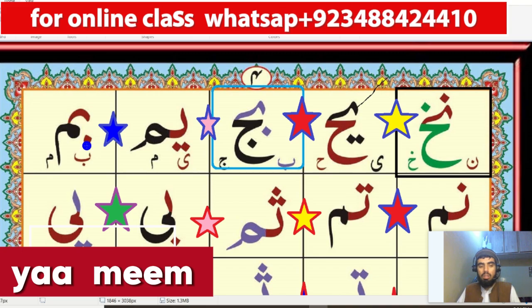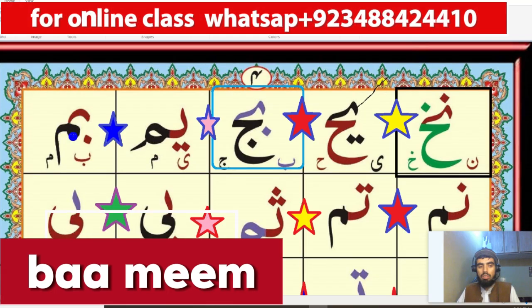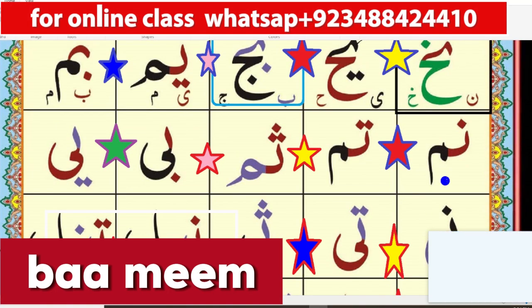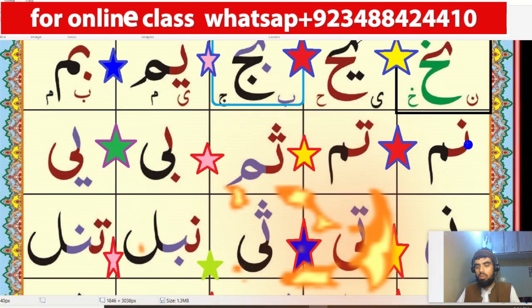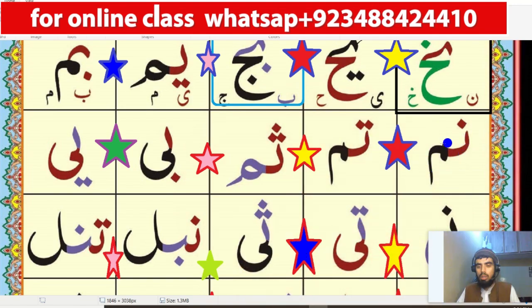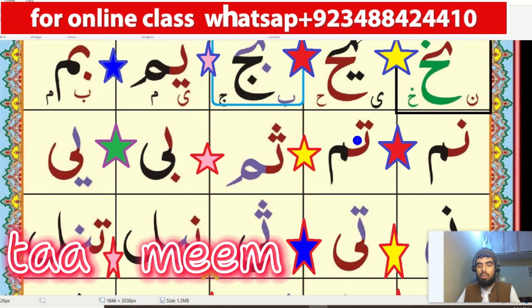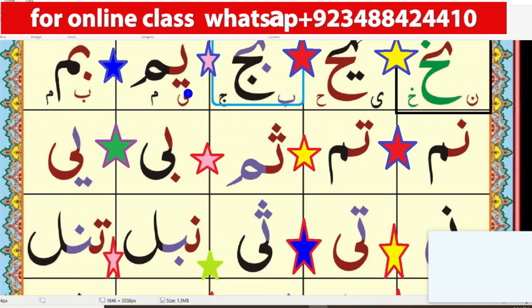After then, Ba, Mim. The first letter is the Ba letter, and the second one is the Mim letter. After this, Noon, Mim. The first letter is the Noon letter, and the black one is the Mim letter. The Noon letter has one dot on the top. After then, Ta, Mim. The first letter is the Ta letter, because the Ta letter has two dots on the top. This is the difference between the Ya and the Ta: the Ta letter has two dots on the top, and the Ya letter has two dots under the letter.